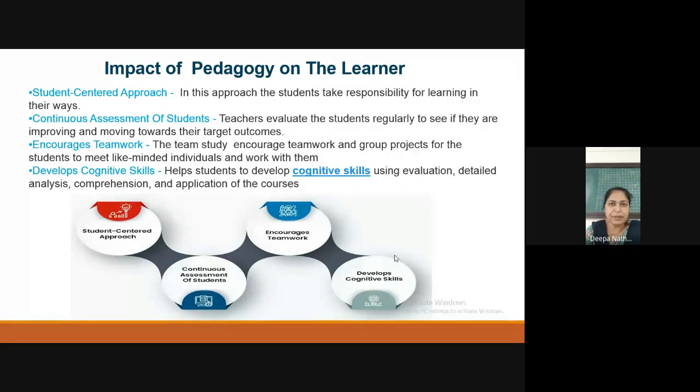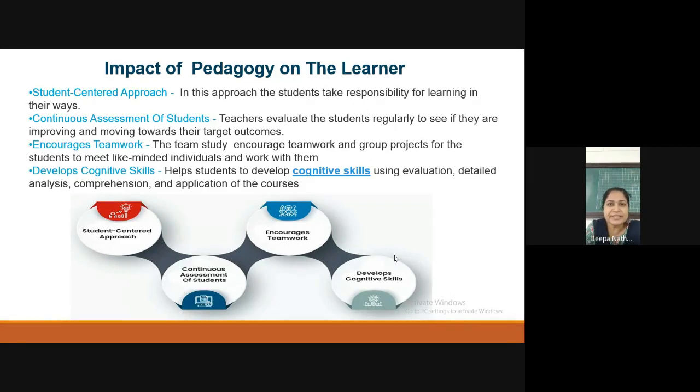You throw a topic to them, explain it, they will learn it, and come back to you in their own form. Responsible student, I must say. Student-centric. Continuous assessment of students. Yeah, this can be one of the best things which we do. Teacher evaluates the students on a regular basis to see if there is any improvement or movement towards a targeted outcome. Every month assessment, a test, or a surprise test, in other words.